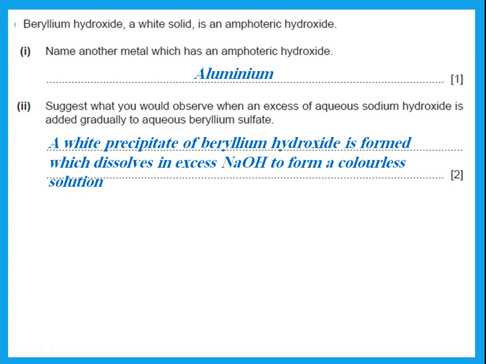So what happens is when you're adding sodium hydroxide to the beryllium sulfate, it forms beryllium hydroxide. That's a white precipitate. But then you're adding more and more of sodium hydroxide. So this sodium hydroxide will react with the white precipitate that is formed because it's amphoteric. And it will dissolve and form a colorless solution.